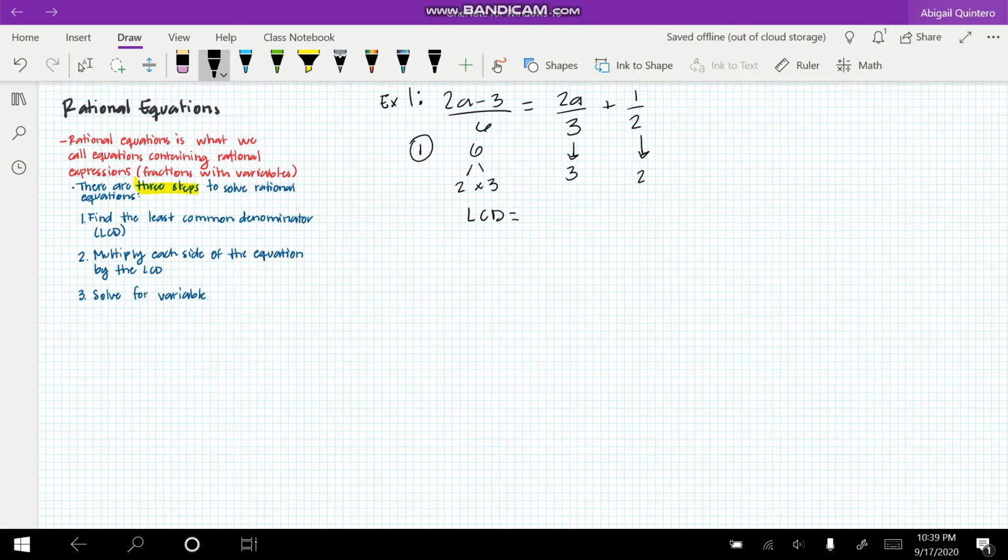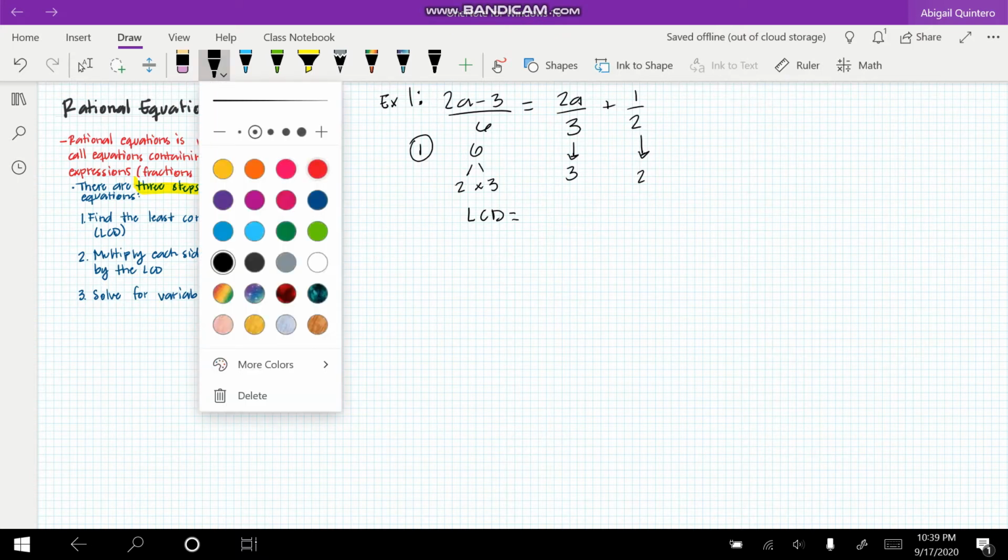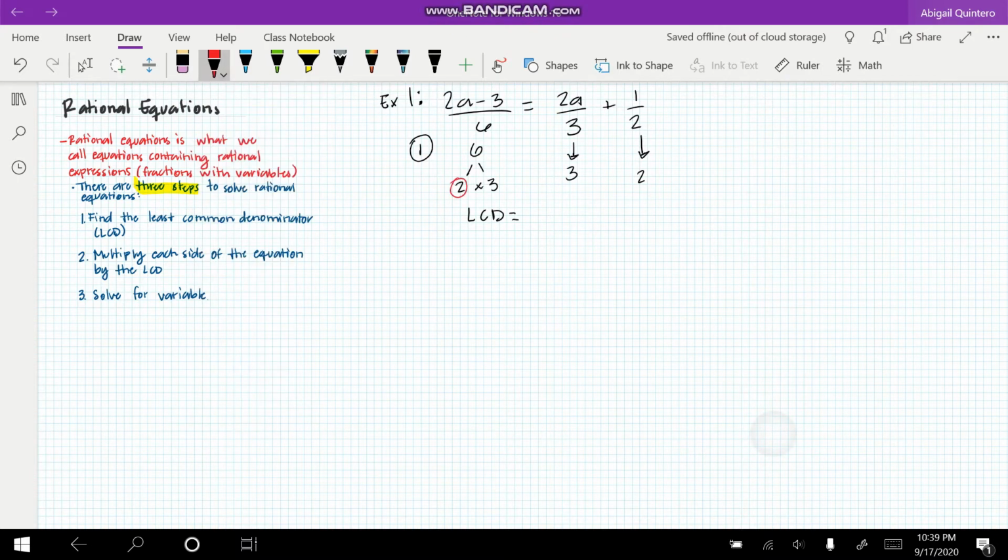For instance, here the number 2 shows up only once in 6 and only once in 2. So then our LCD is going to have 2 one time. Then we also have the number 3, which appears only once with the 6 and once with the 3, so you only put it once. So 2 times 3 equals 6. So that means that the LCD is 6.